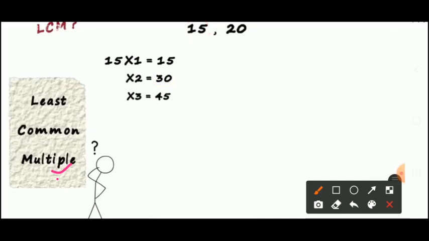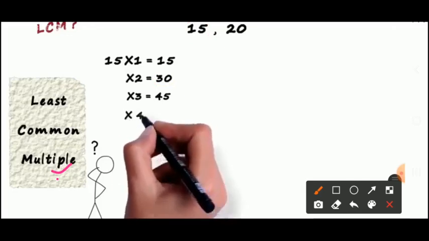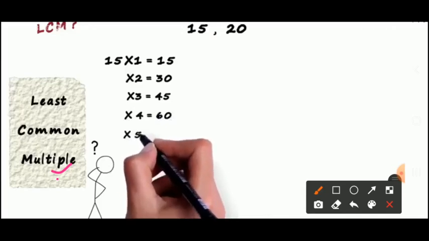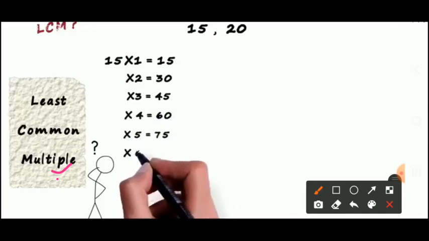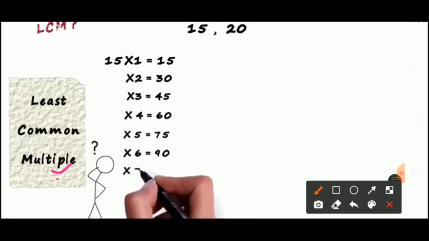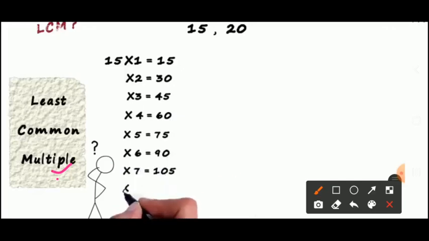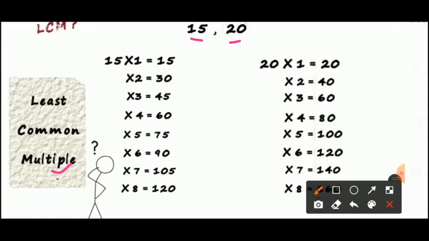So let's continue writing up to 8. 15 fours are 60, 15 fives are 75, 15 sixes are 90, 15 sevens are 105, 15 eights are 120. So we have already written the multiples of 15. Now let's continue writing the multiples of 20. Here you can see that 20, 40, 60, 80, 100, 120, 140, 160 are the multiples of 20. So we have already completed multiple.